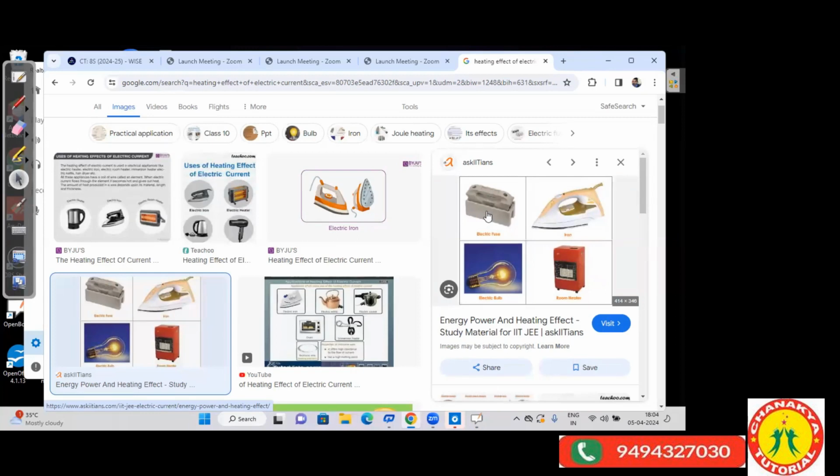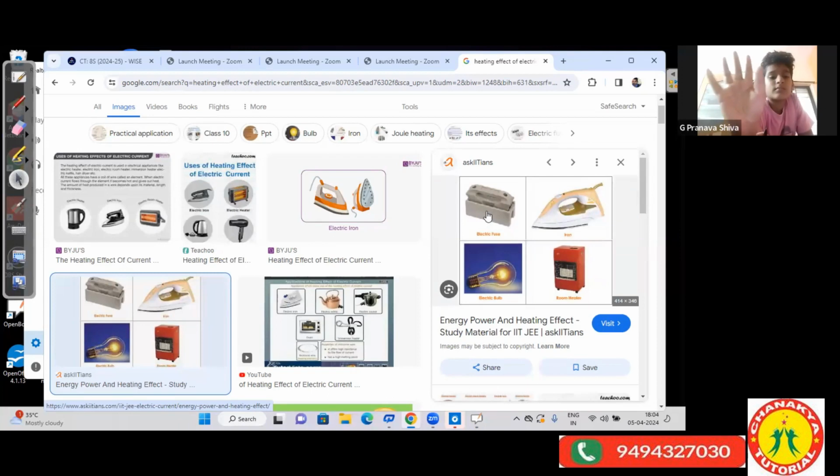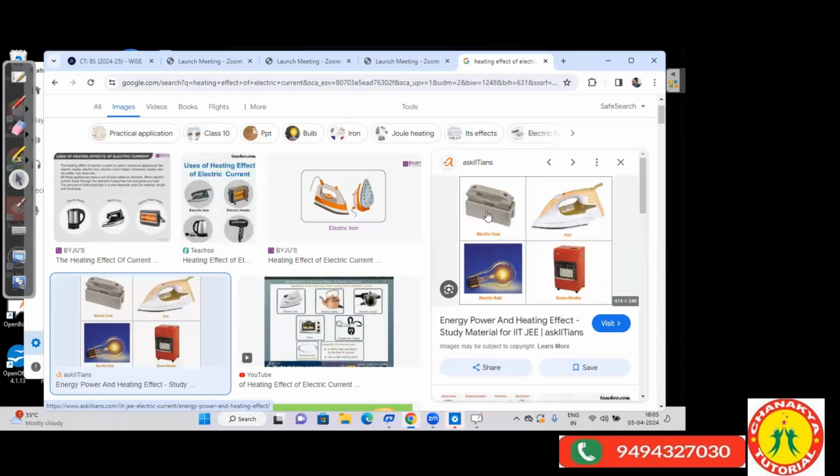What is the purpose of this electric fuse? Sir, the fuse protects the machine. It protects the machine from excess current passing through it. Okay, so the fuse protects our home against excess current. If you have a short circuit or any such electric problems at your home, the fuse is the one which protects it.